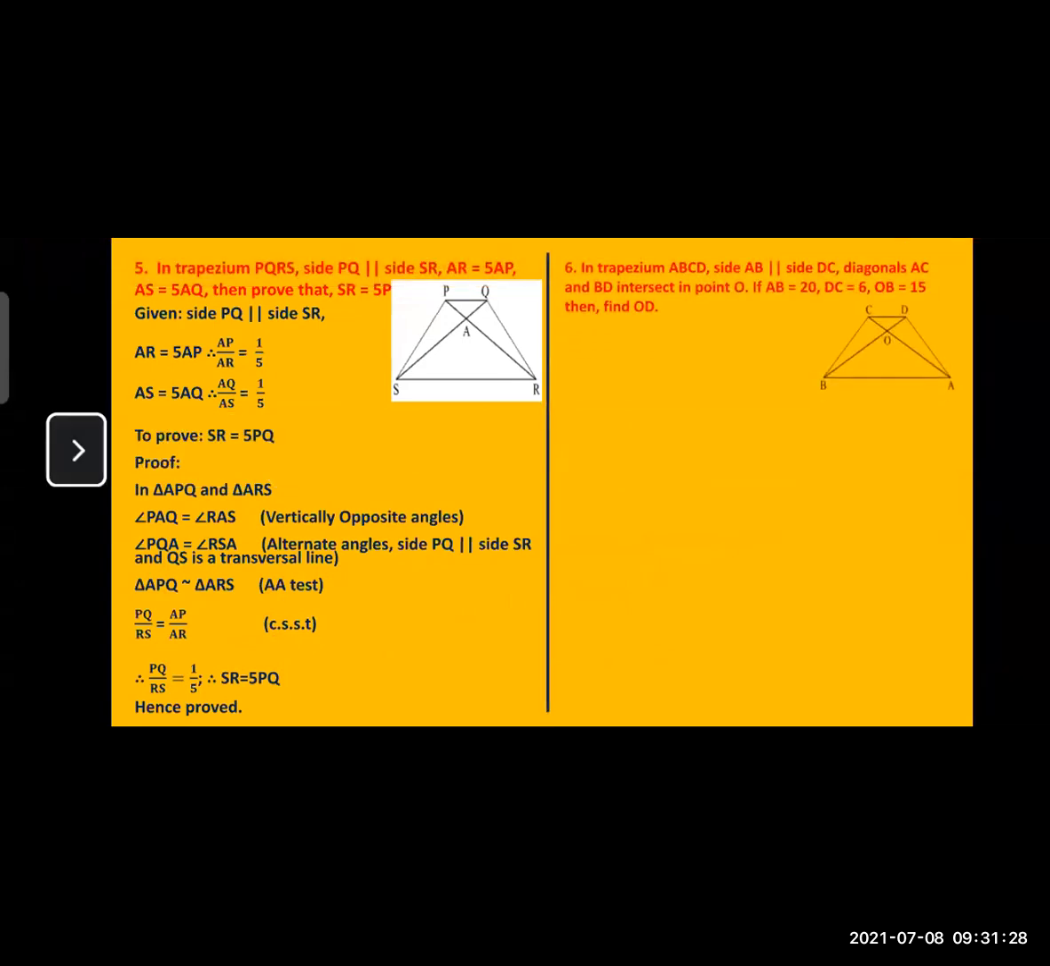In trapezium ABCD, side AB is parallel to DC and diagonals AC and BD intersect at point O. AB is given, DC is given, you have to find OD. So very simple question. First you write the given condition. Given is AB parallel to DC, AB, DC, OB are given. Then we write the solution.